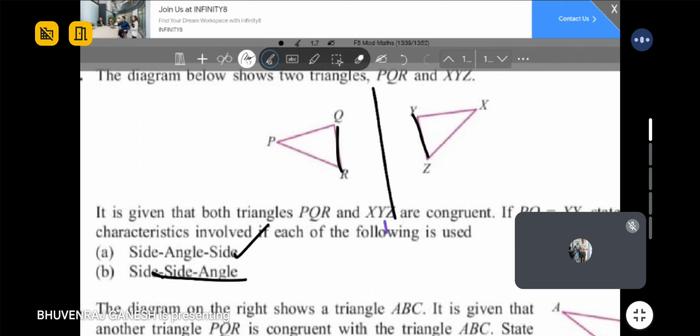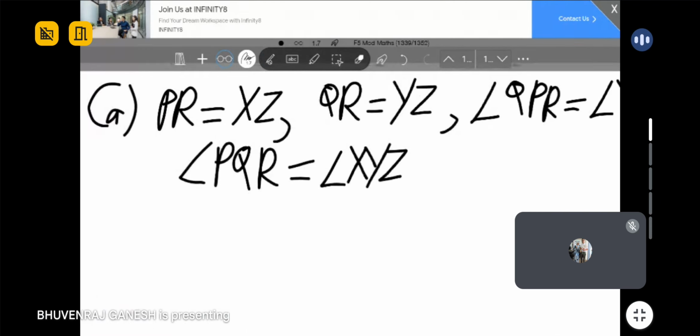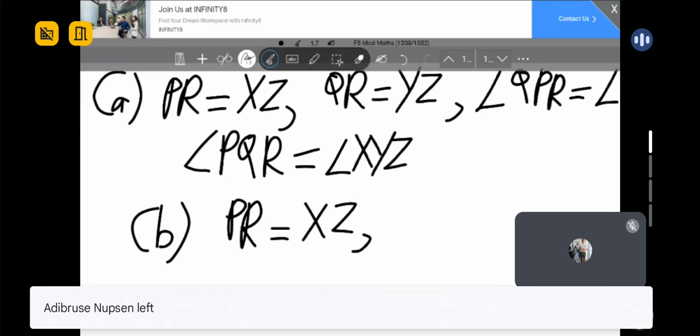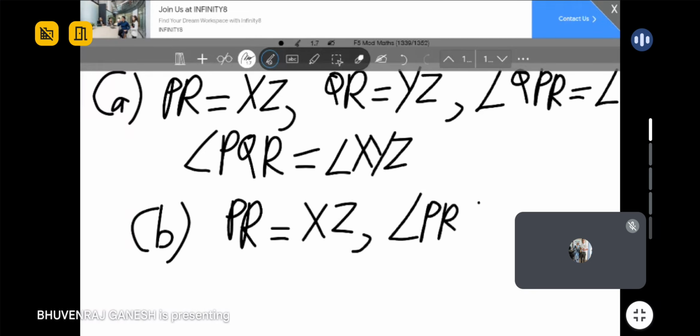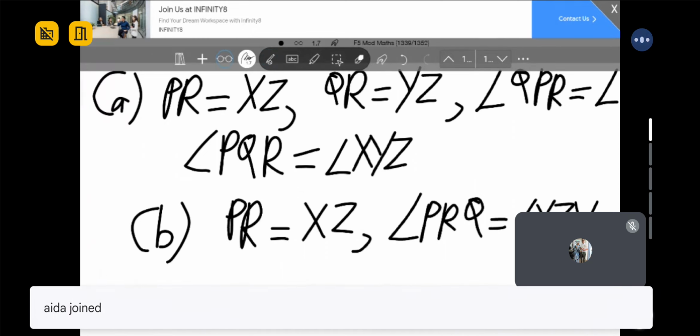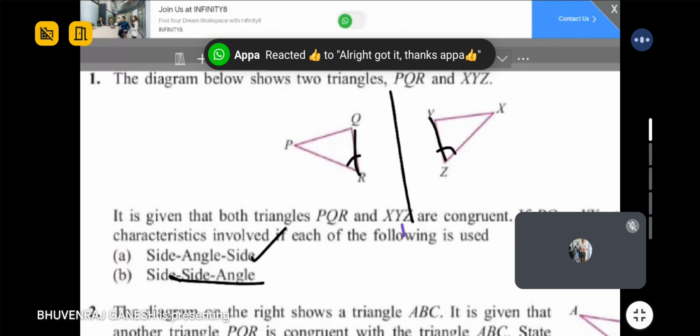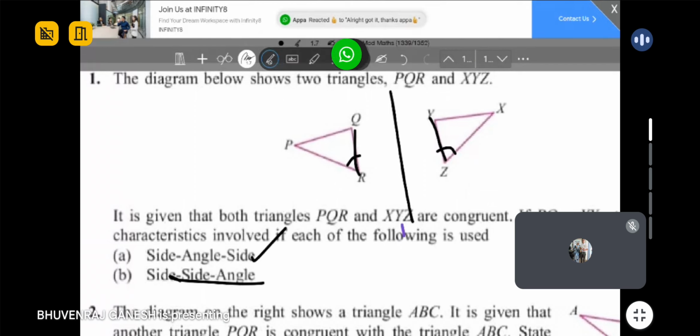Is reflection. Okay, so basically you only need to give one type of answer only. Satu sahaja. Okay, so the answer will be, maybe you say PR equal to XZ. Then you tell about the sudut. PRQ equal to XZY. Okay, so if you check and see, PRQ equal to XZY. Pantulan is a reflection. Alright, can you all understand guys? Boleh dapat? So this is the concept over here.